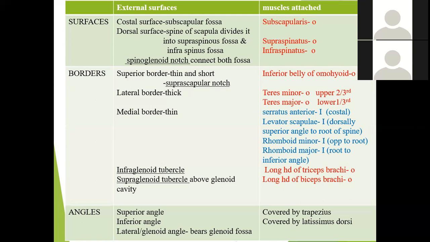So next we are coming for the infraglenoid tubercle and supraglenoid tubercle. The supraglenoid tubercle gives origin for a muscle called long head of biceps, and the infraglenoid tubercle gives origin for a muscle called long head of triceps. Very easy to keep in our memory. Both are long head: above is biceps, below is triceps. Supraglenoid tubercle, biceps; below, infraglenoid tubercle, triceps. Both are long head.